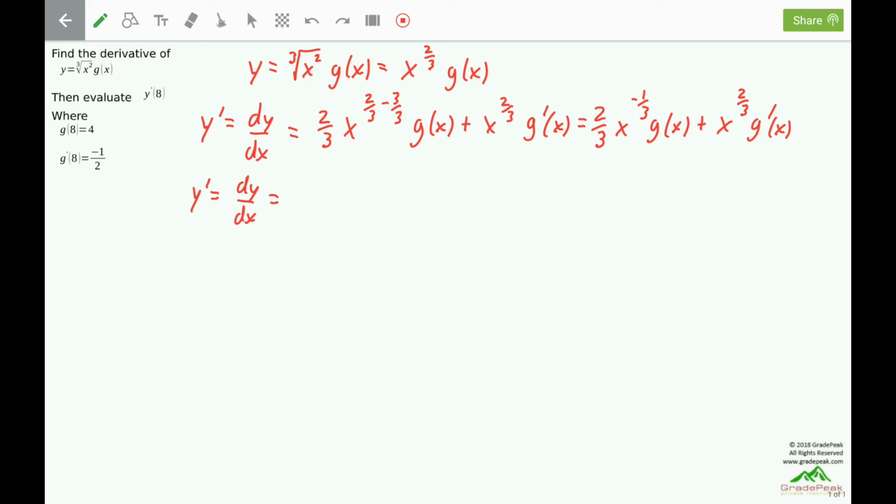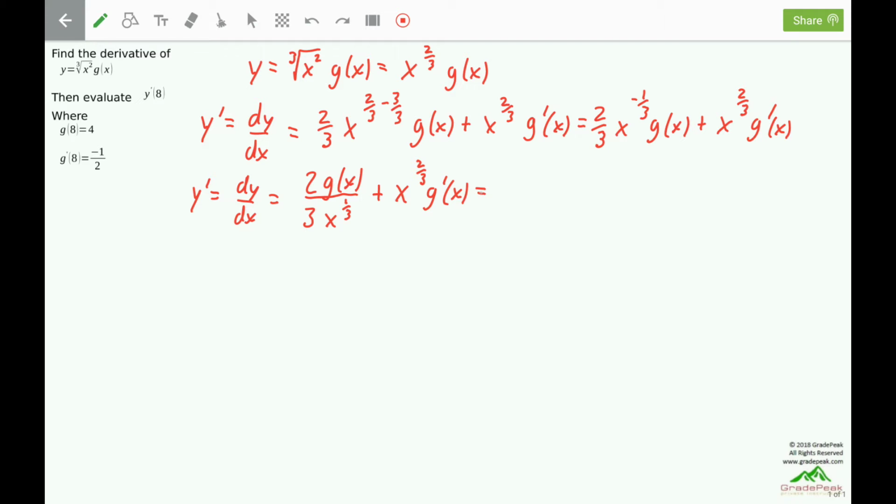the first term we have a negative exponent. Let's move it to the denominator. The 2 will stay in the numerator. The g of x will stay in the numerator. There's a 3 in the denominator. So we have a 2, we have a g of x, and we have a 3. And that x to the negative 1/3 is going to move to the denominator to become a positive 1/3. Plus x to the 2/3 times g prime of x.